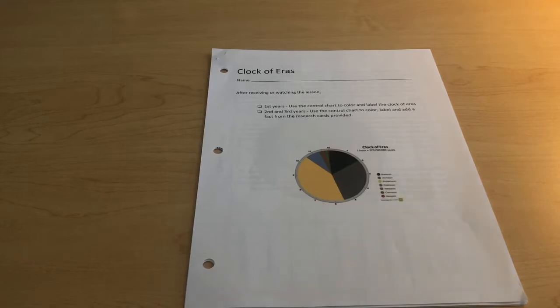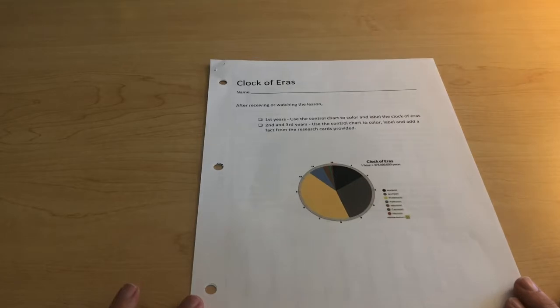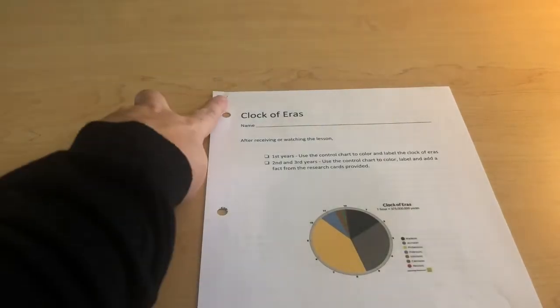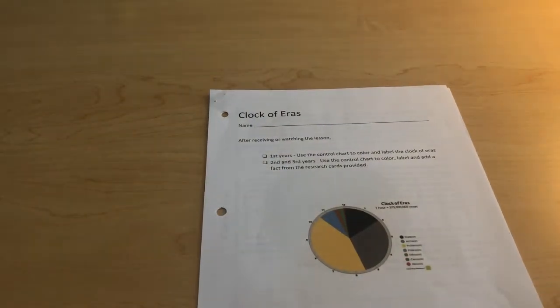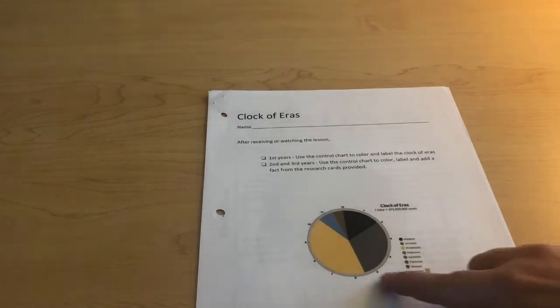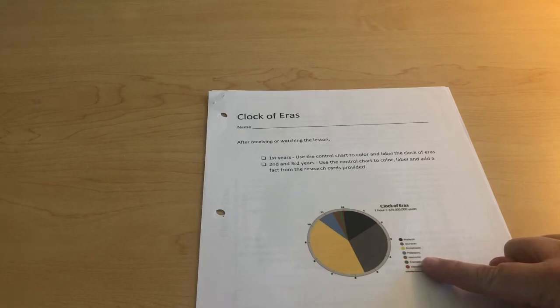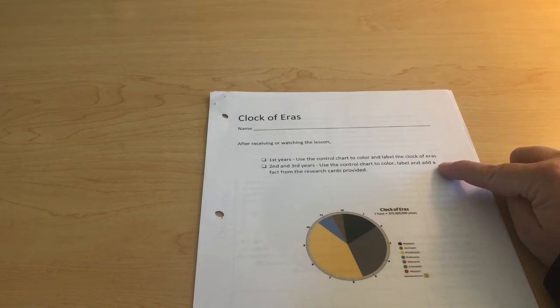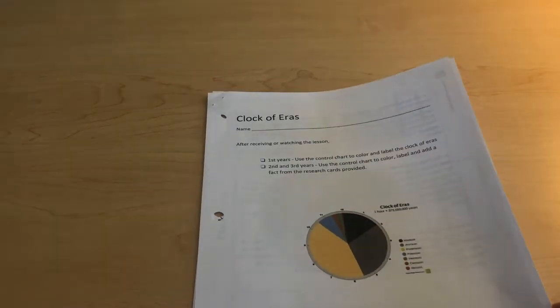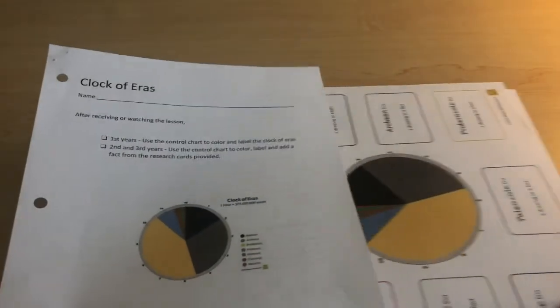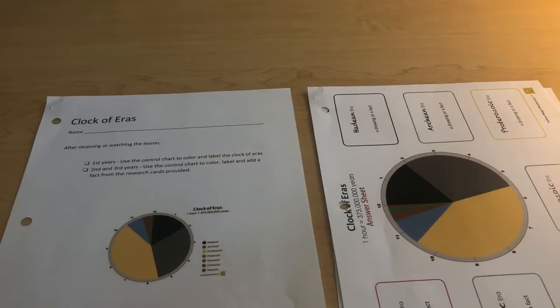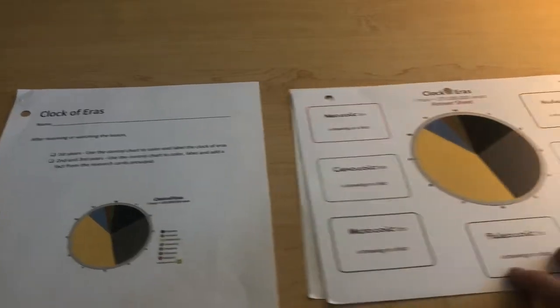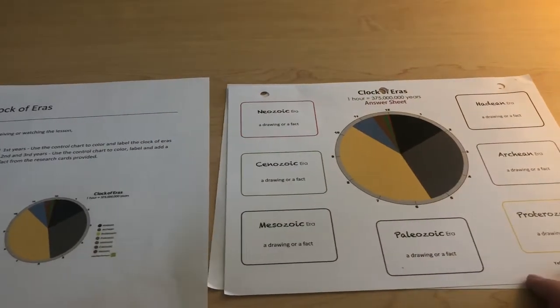We're going to take a look at your work packet that goes along with the clock of eras. I went ahead and took the staple out of mine just so it would be easier for me to look at each page. This is a very small control chart, and here you'll find instructions for first years and instructions for second and third years. For first years, you are to look at the control chart to color and label the clock of eras.